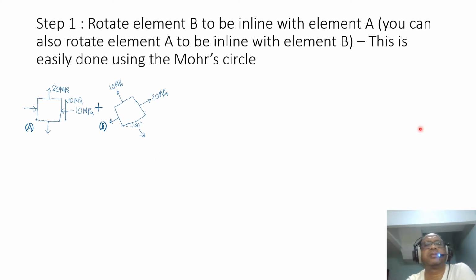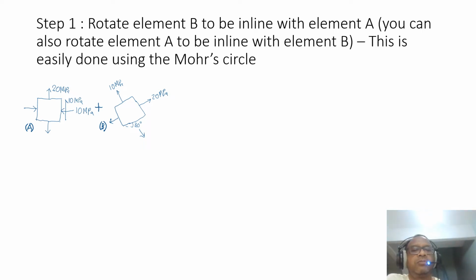The solution is that we can rotate element B to be in line with element A, because element B doesn't have a shear component, so it's easier for us to draw. Or, you can also rotate element A to be in line with element B. We'll do that later on, but in the first example here, we will rotate element B to be in line with element A. So we are going to rotate this element to be in this form.